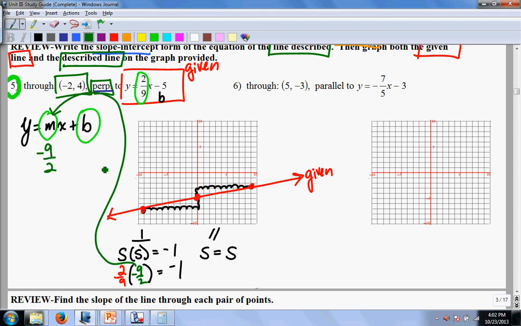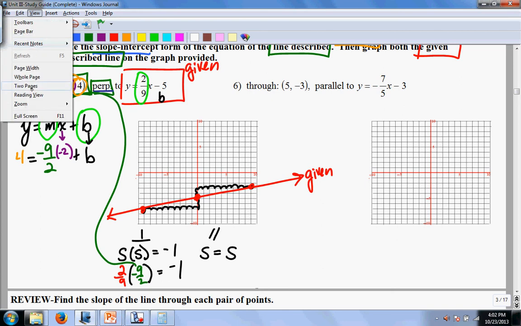Now we also need an intercept. Problem is we don't have it, so we're going to call it b. But we do have a value of x and y. X is going to be -2. Y is going to be +4. Now we solve for b.